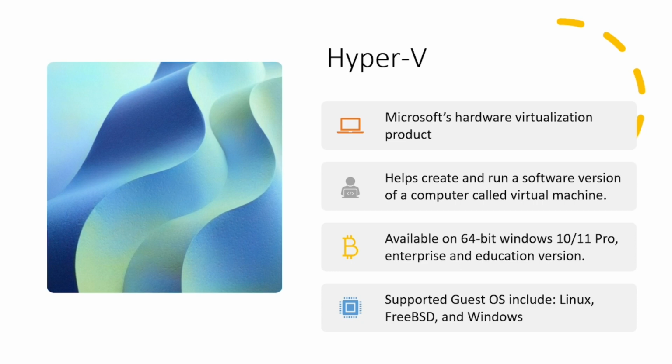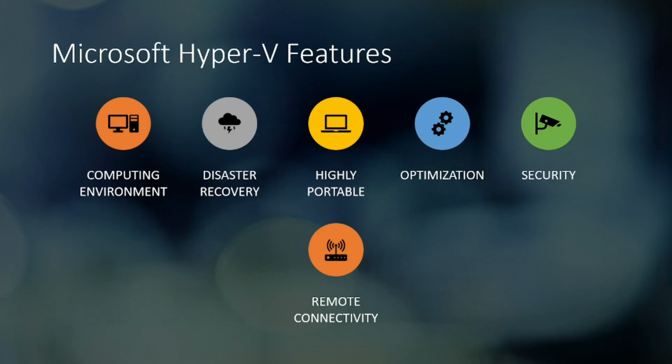Some of the features in Hyper-V that we would see moving ahead are the computing environment and disaster recovery. Hyper-V can be used to build a computing environment. It gives us an opportunity to develop a disaster recovery environment. Hyper-V is highly portable. It can be optimized as per our needs. We can remotely connect to the machines that are hosted on the Hyper-V environment and use them. And there are some security aspects also that Microsoft handles when devices are on Hyper-V.